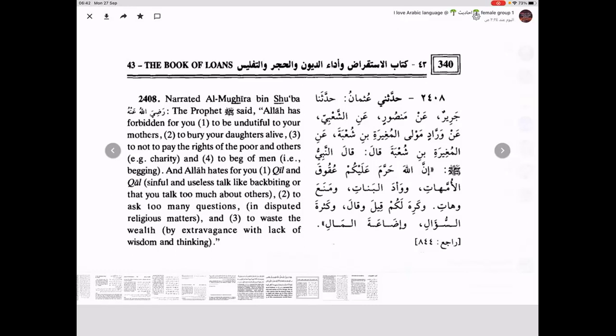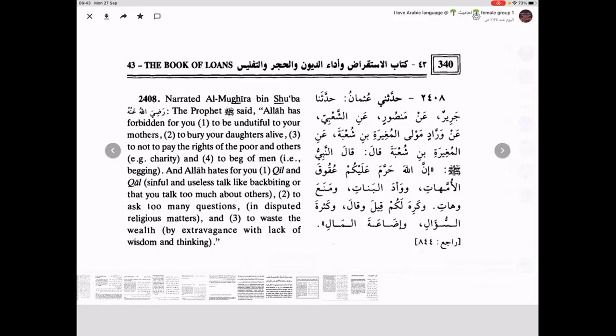Qeel wa qaal is backbiting and gossiping; it also includes unnecessary chit-chatting. Yeah, too much talk. This problem is in Pakistan a lot with women. Whenever two women sit, they start. Now, many men are also affected by it. Men are the same, aren't they, really? Okay, what is the next point?